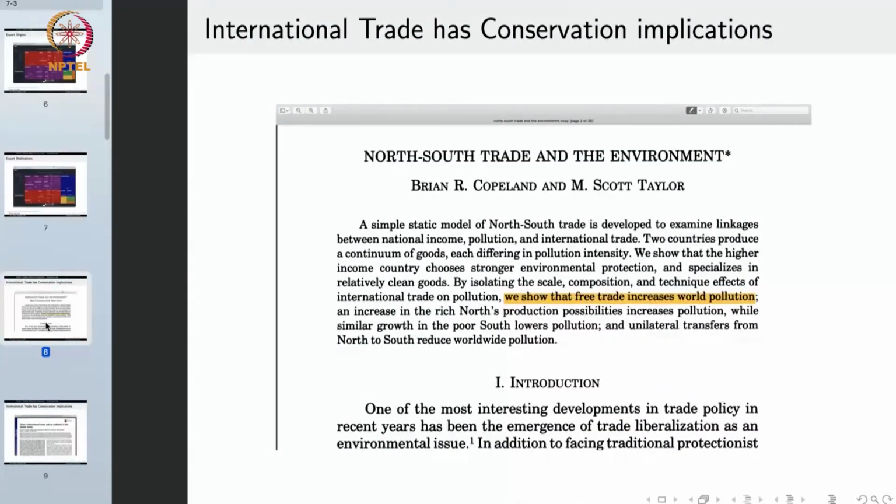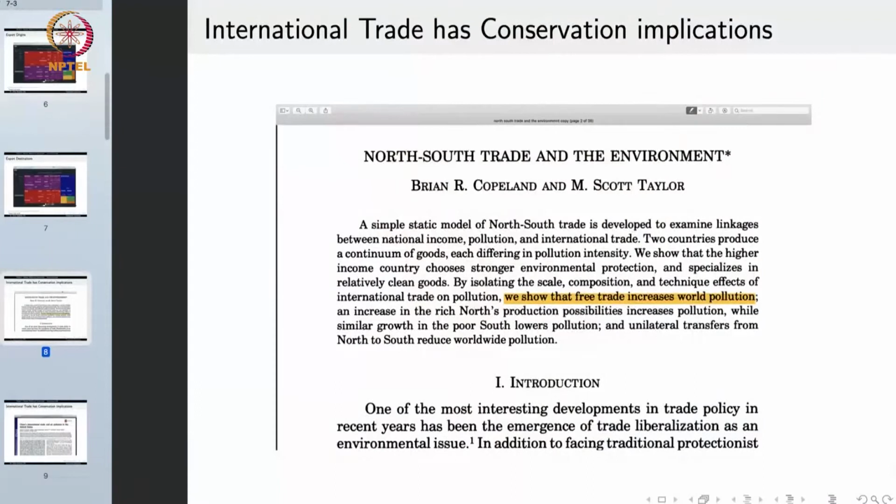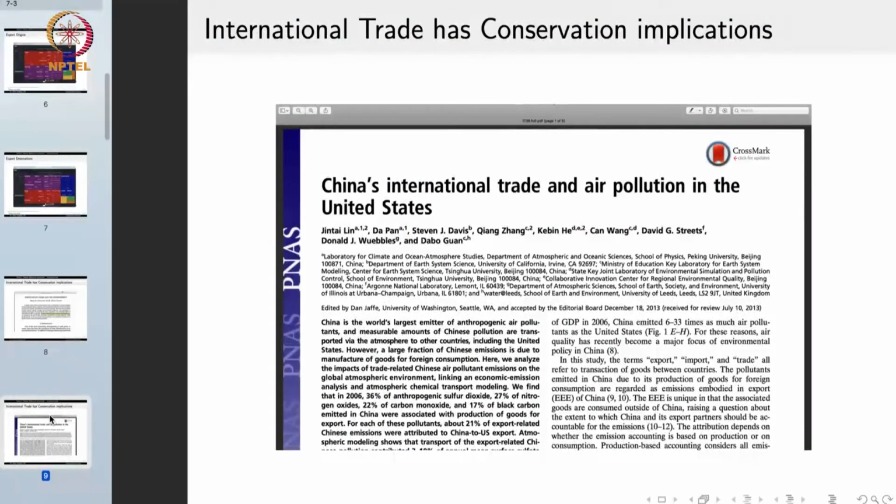And this large volume of trade is now having implications for conservation. Of late, we have been becoming more and more aware of these conservation implications, as is shown by these articles. We show that free trade increases world pollution. So the more free trade, the more world pollution. There are a number of externalities that are involved. China's international trade and air pollution in the United States.